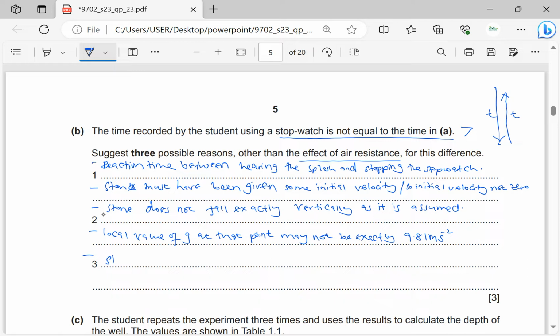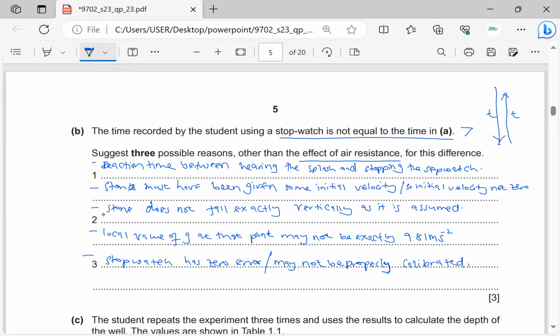Number 4, maybe the stopwatch has a zero error. The stopwatch could be having a zero error, or it may not be properly calibrated.